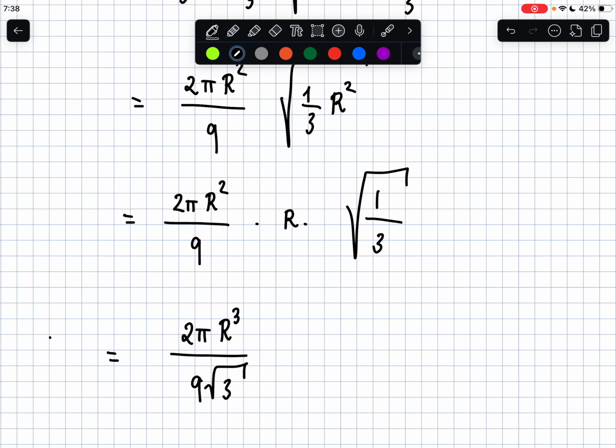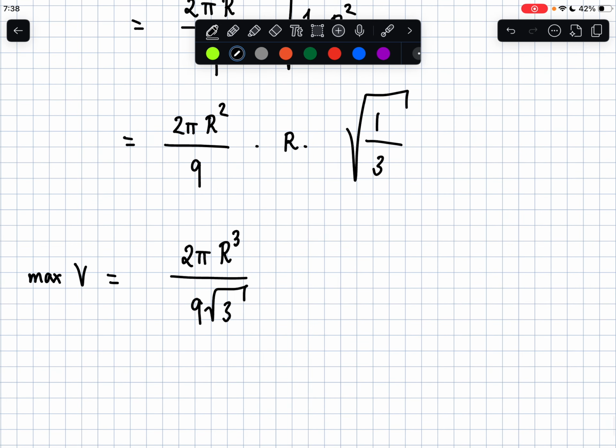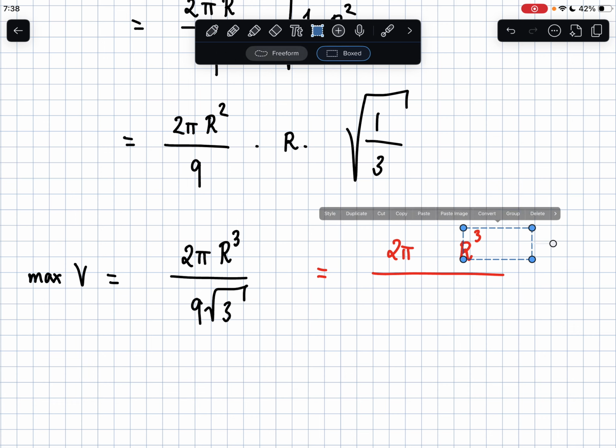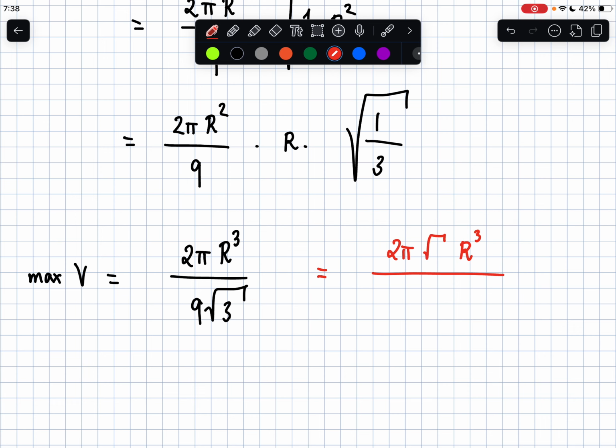This is the maximum, max V. And if we want to get rid of that square root in the denominator, you have 2 pi R cubed square root of 3 divided by 27. This is our final answer.